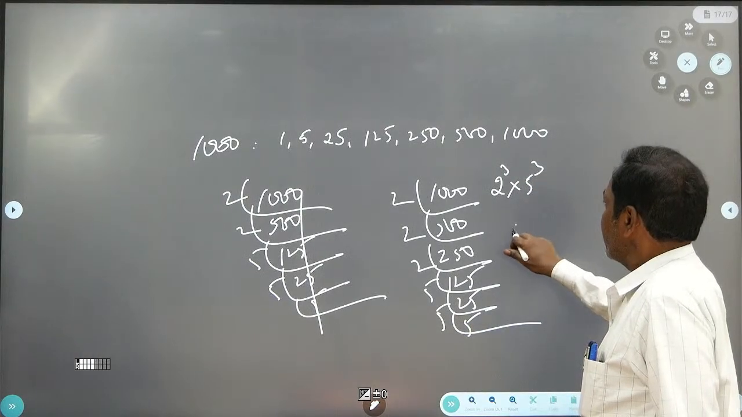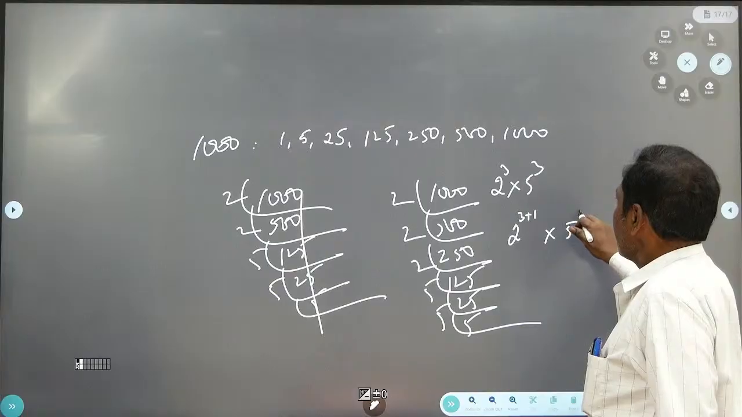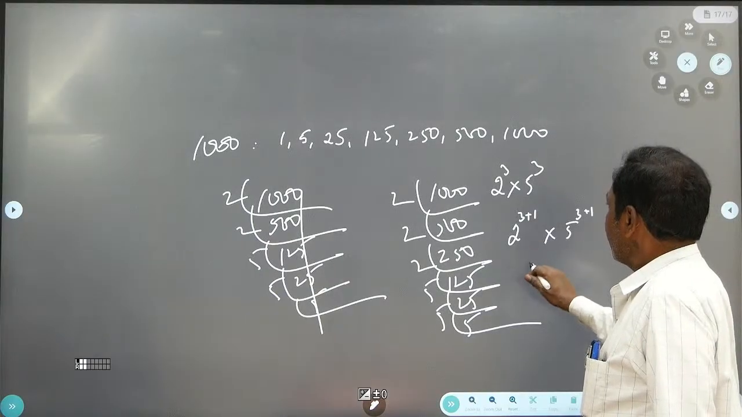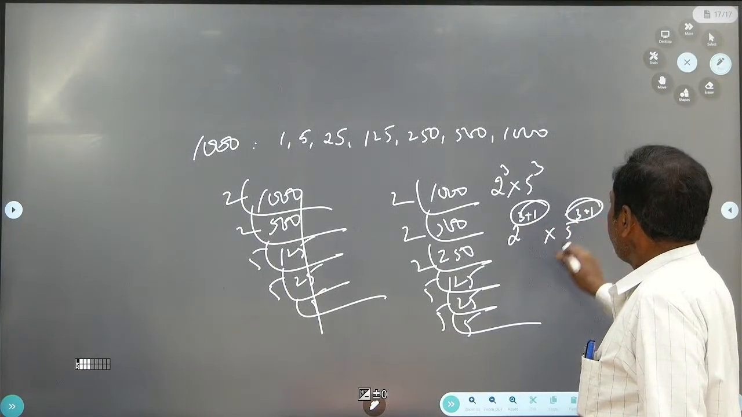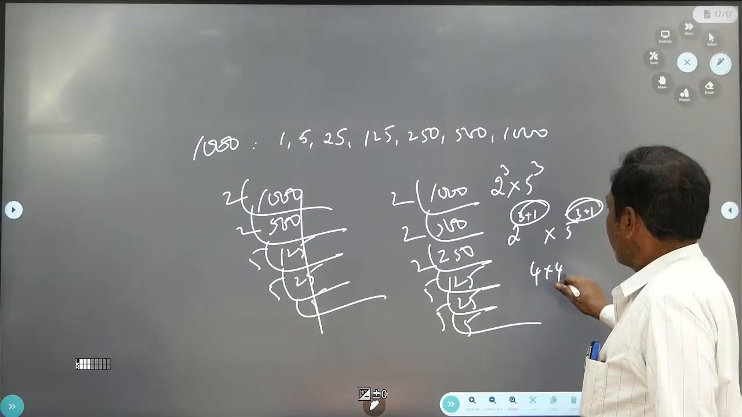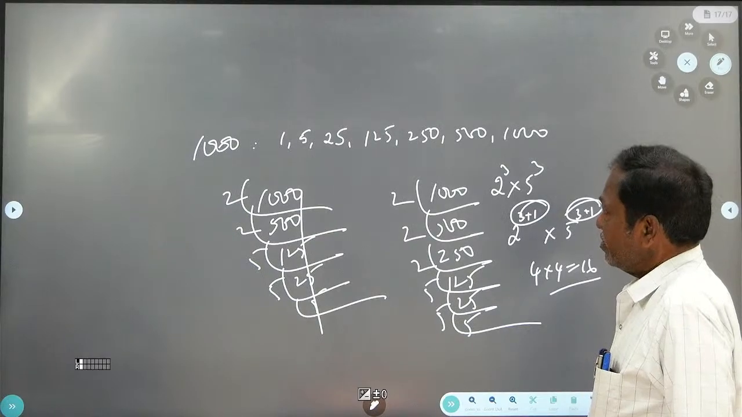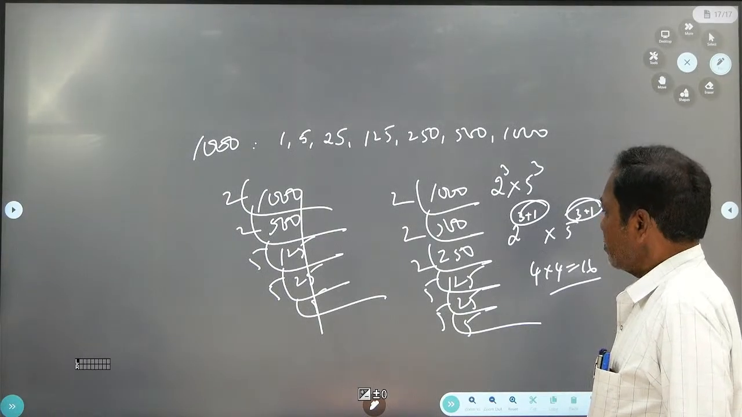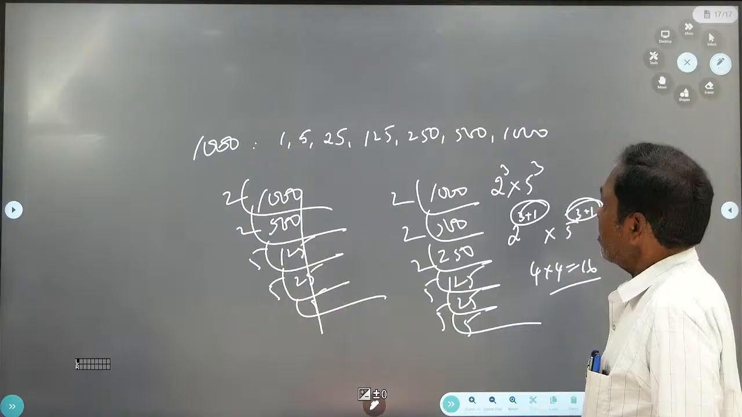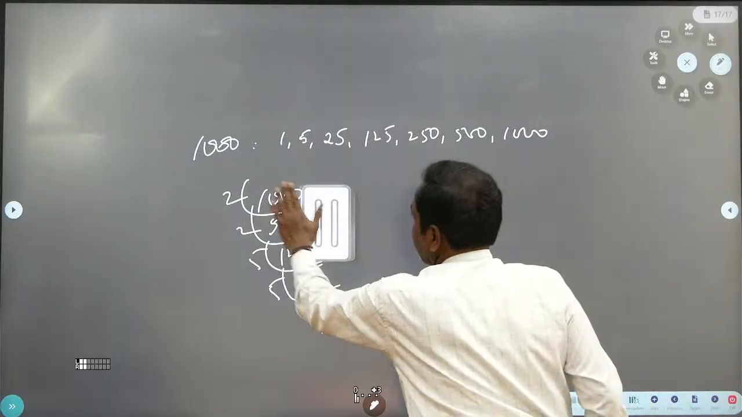Right. What you have to do here: the 2 exponent value is 3, plus 1, multiplied by the 5 exponent value, 3 plus 1 you have to take. What is the value then? 4 into 4, 16 factors are supposed to be there. 2 cube, 5 cube, 4 into 4. Why is this like this? There should be 16 factors.